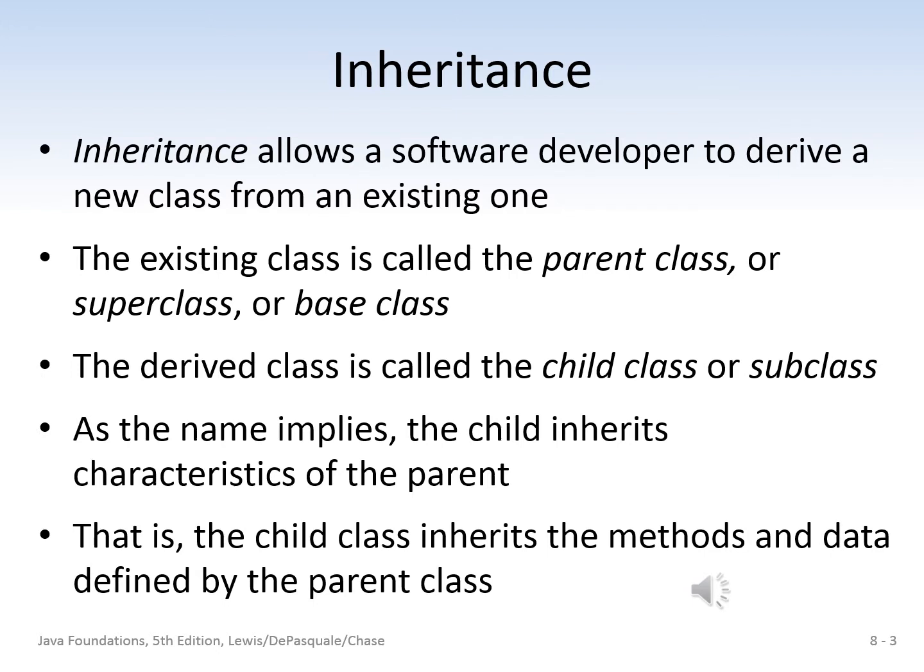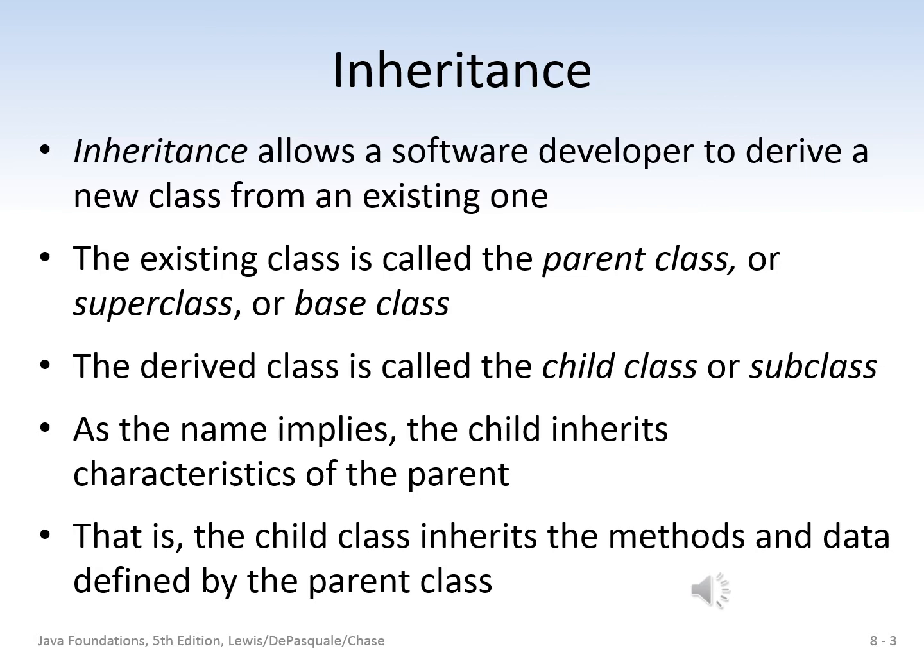Inheritance allows a programmer to create a new class that is derived from an existing class. The original or existing class is referred to as the parent class. Also can be referred to as the superclass or base class. Those three terms are interchangeable. They mean the same thing. So the new class or derived class is the child or subclass of the parent class.